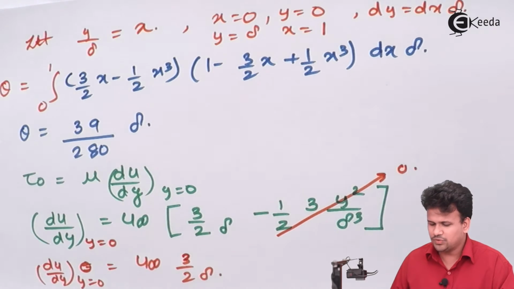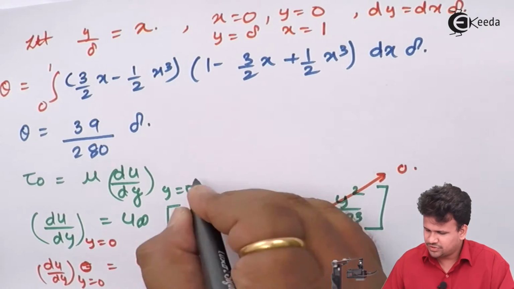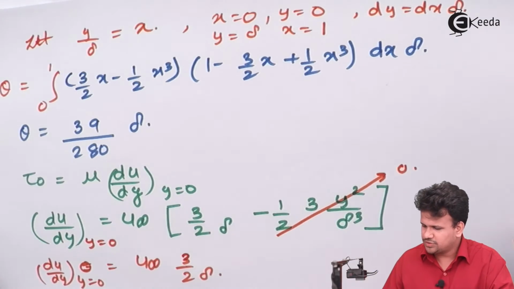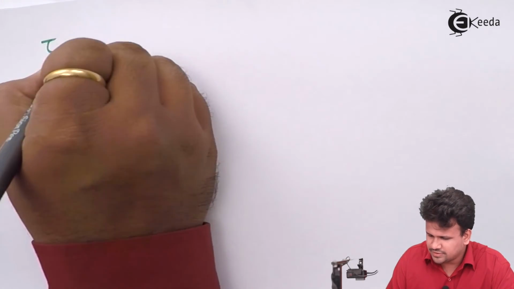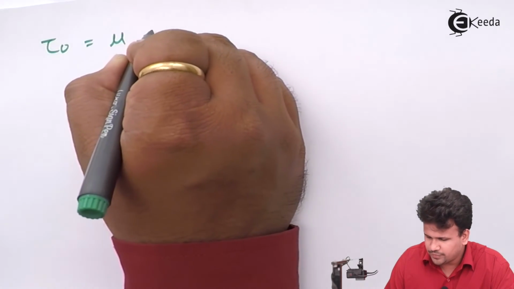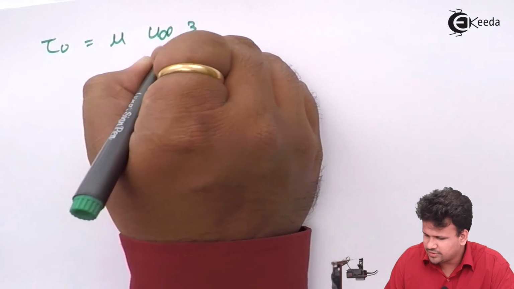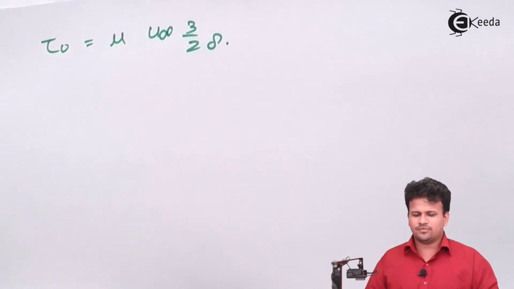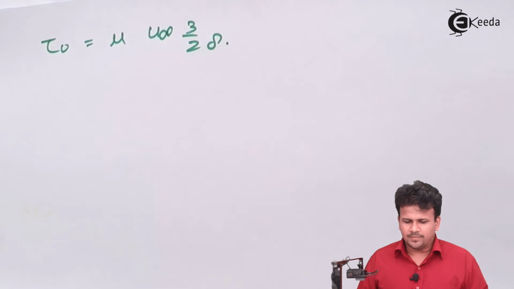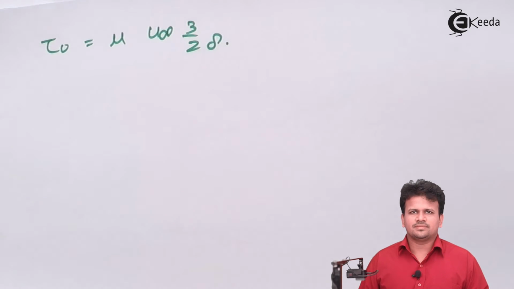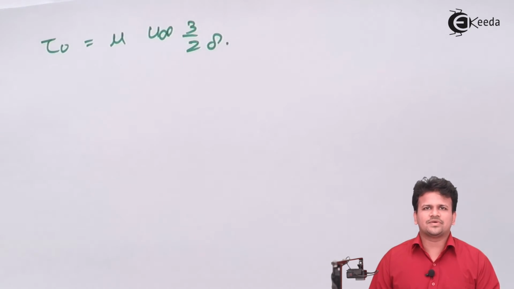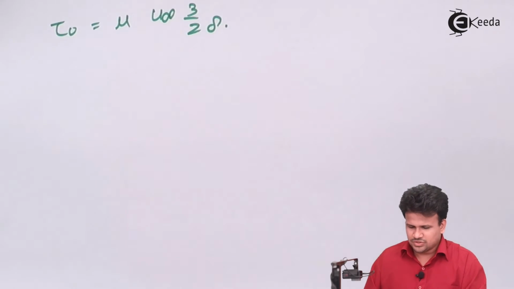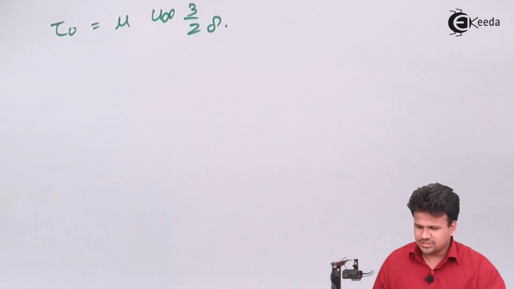So we have got the value of du by dy. Let us substitute it back in this equation. So the shear stress now becomes tau 0 is equal to mu into u infinity into 3 by 2 times delta. So we have got the shear stress and we have got the momentum thickness. We can substitute those and calculate von Karman's momentum integral equation.